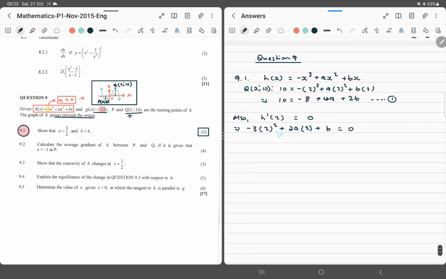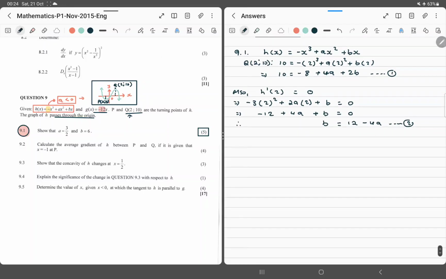So I'm doing two things at once, guys, I'm sure you understand. This implies minus 3 times 4, which is minus 12, plus 4a plus b equals 0. Therefore, we can make b the subject of the formula: b equals 12 minus 4a. We can make that equation 2.